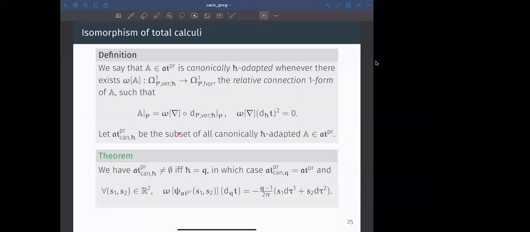And now we can consider the subset of all canonically H adapted relative gauge potentials. In our particular case, this subset is non-zero if and only if H bar is Q, not Q squared, in which case every relative gauge potential is canonically H bar adapted, and you can say exactly what the relative gauge potential is for anything you like.